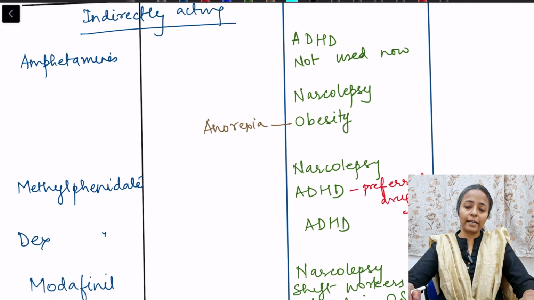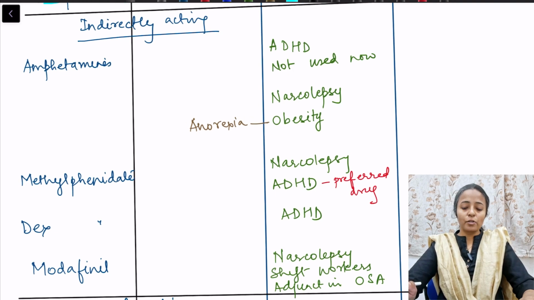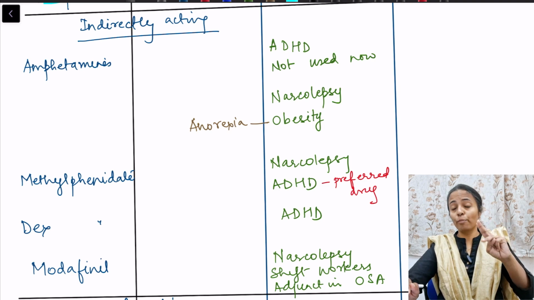Moving on to indirectly acting drugs. Okay, so indirectly acting drugs, we have amphetamines, methylphenidate, dexmethylphenidate and modafinil. Amphetamines have a high abuse potential, so they are hardly used. Okay, that we have to remember. Though they have been used before for ADHD, narcolepsy, and also for obesity. Obesity because they decrease the hunger. So actually they act on the level of the hypothalamus, the lateral hypothalamus, and they decrease the hunger. Okay. However, remember that amphetamines have a high abuse potential, so they are hardly used.